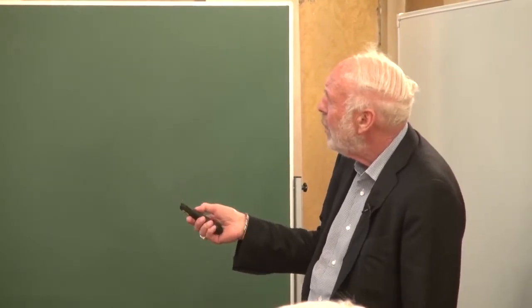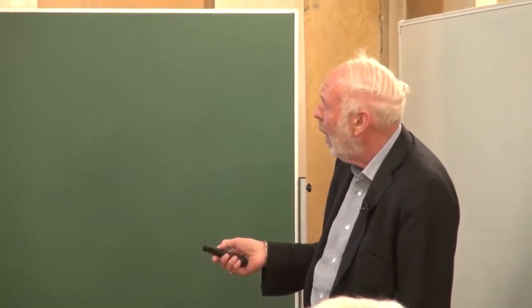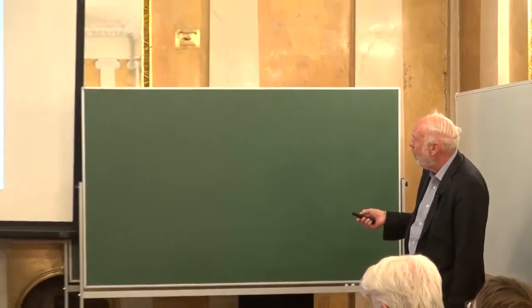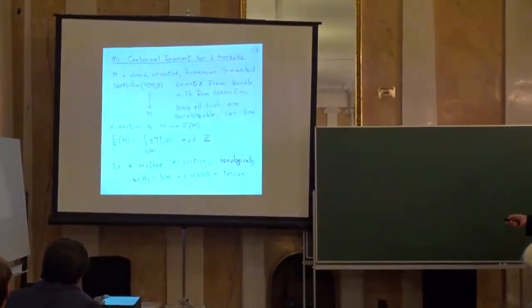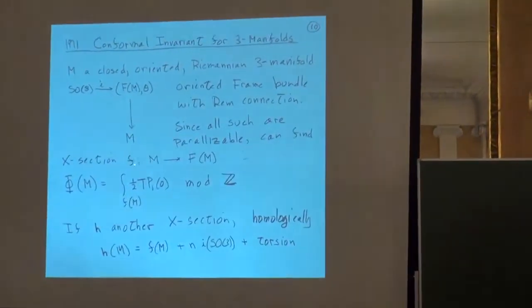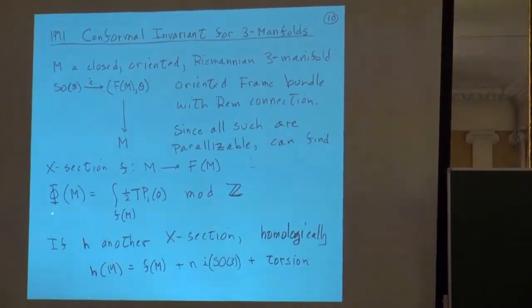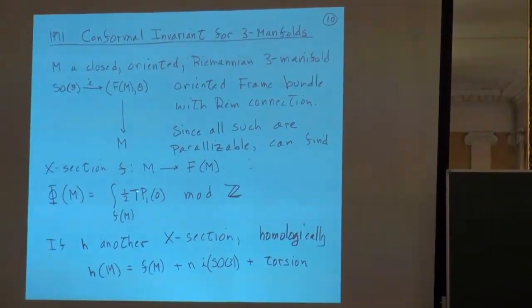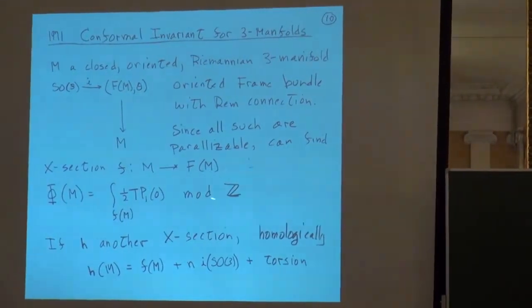Suppose now we just have a 3-dimensional manifold, closed and oriented. Here's its frame bundle, the oriented frame bundle with the Riemannian connection. So we make a Riemannian manifold. Riemannian 3 manifolds are all parallelizable, so I could lift the manifold up into its own frame bundle and get a cross-section. I have this cross-section up there. I'll integrate 1/2 TP1, because 1/2 TP1 happens to be an integer on the fiber. So I'm just going to integrate that and get a number, and I'll take it modulo the integers.